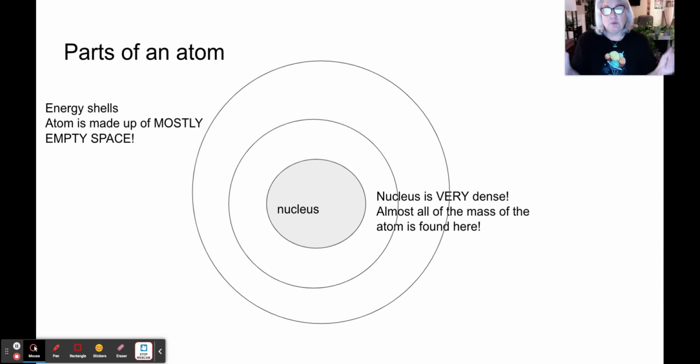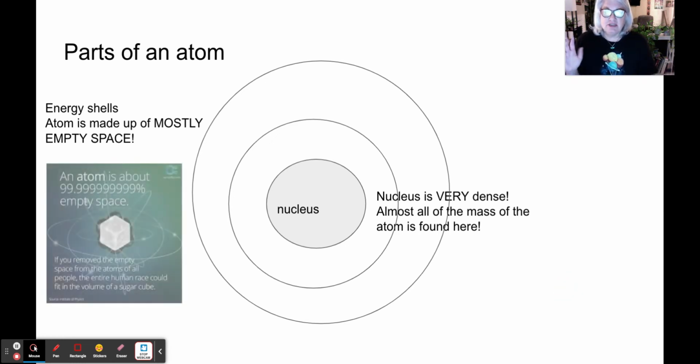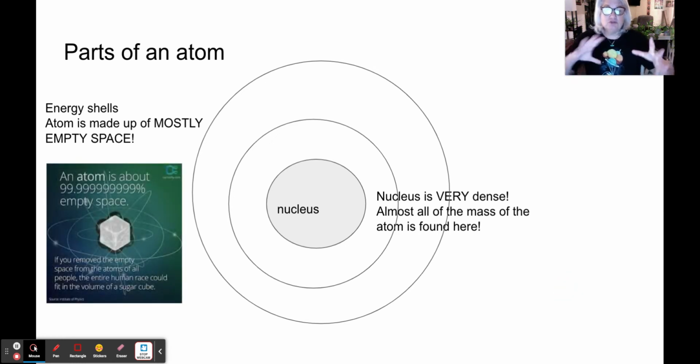Now, when you take away the stuff, it's mostly empty space. And it's crazy to think that if you removed all the empty space of all the people on the earth, we could actually fit the volume of all of the people into a sugar cube. Think about that for a minute. We are mostly empty space. It's crazy to think about.